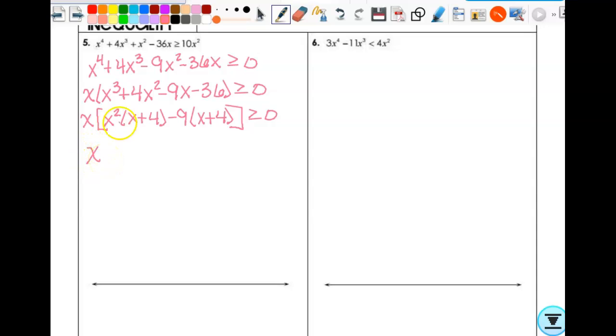So I have x times, then x squared minus 9 times x plus 4 is greater than or equal to 0.